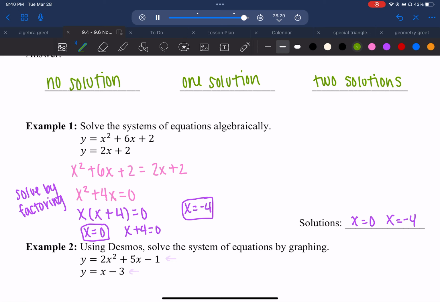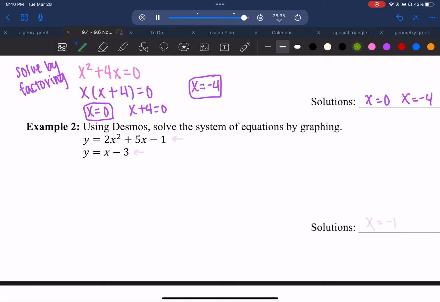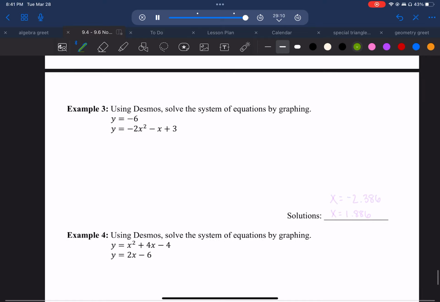On the next problem in example 2, instead of solving these algebraically, I'm just going to have you guys plug them both into Desmos. So you're going to type this into Desmos, press enter, and then type in the second one. And then you're going to see where they intersect. So pause me and go ahead and type them in. And they end up intersecting at x equals negative 1. Go ahead and flip the page. Go ahead and try example 3 and 4, and I'm just going to write the answers in.